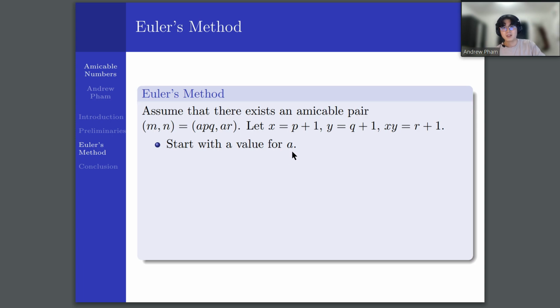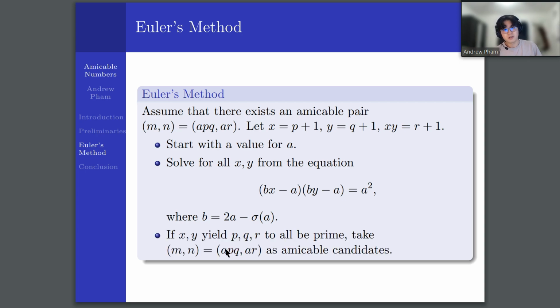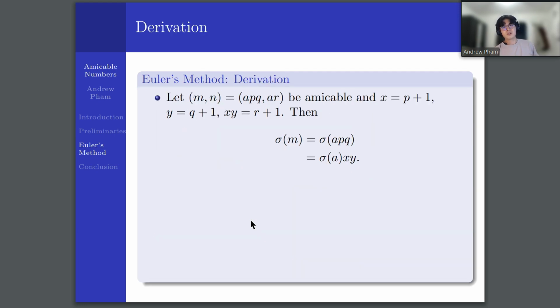That being said, what he did was he started with a value of A, any natural number A. He solved for XY from this equation where B is 2A minus sigma A. And then, if he found X, Y to yield P, Q, and R to be all prime, he'll take M, N to be APQ, AR as amicable candidates. But how did he get this equation? And what is this weird substitution here? Let's find out.